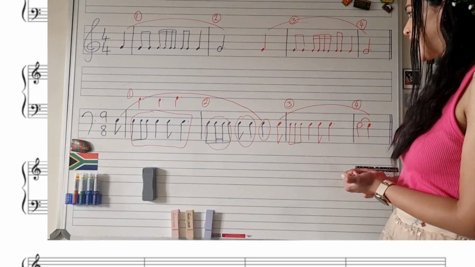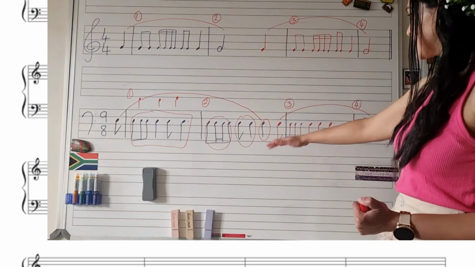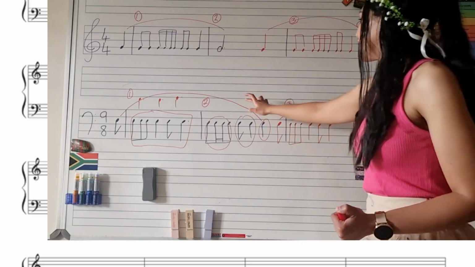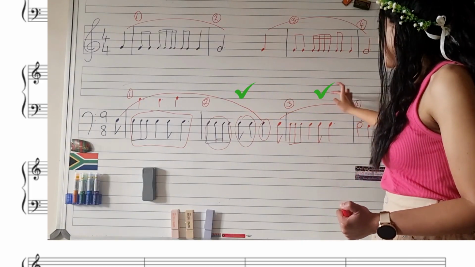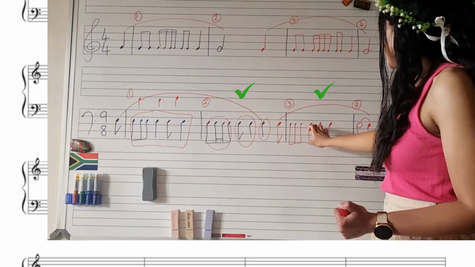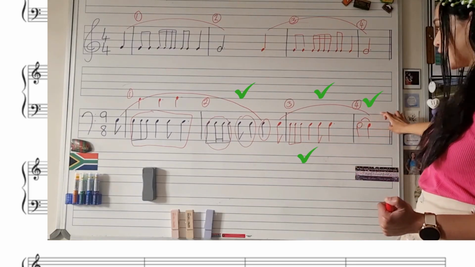So we basically have a phrase, we get a mark for the phrasing, and we get a mark for answering our upbeat into bar 3, and a mark for our last note.